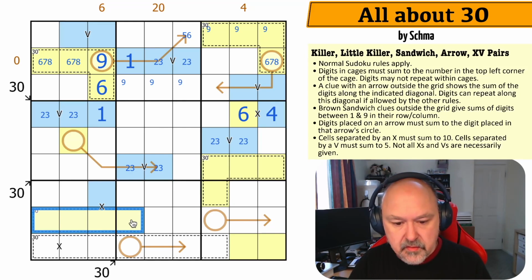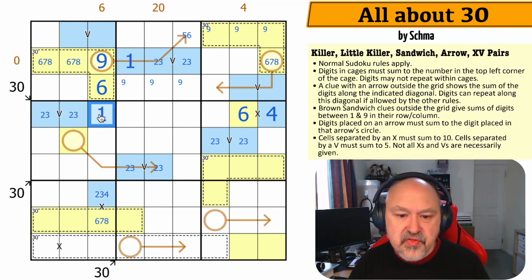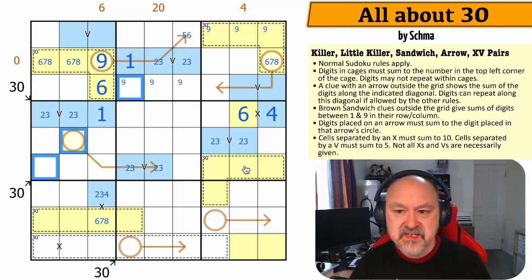Now, this is only 6, 7, or 8, because if it was 9, this would be a 1, which it can't be. So this is 2, 3, or 4. We know these cells sum to 9. So these cells have to sum to 21.